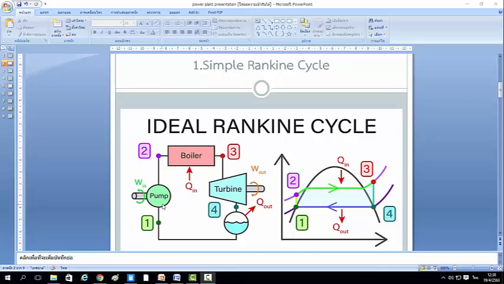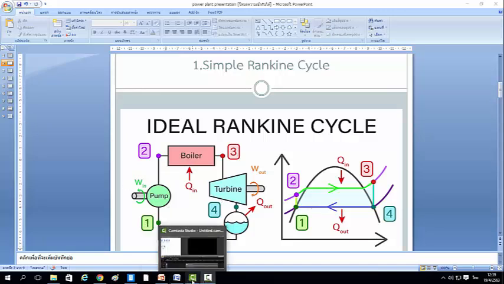As you can see, the pump goes to the boiler, the boiler goes to the turbine, and then to the condenser. That rejects heat, this consumes heat, this is the work output, and this is the work input.